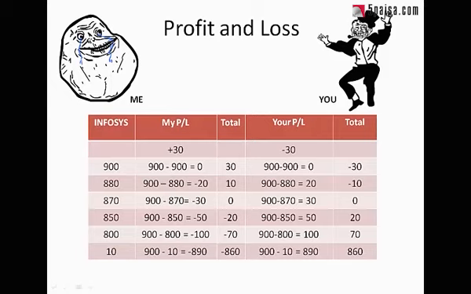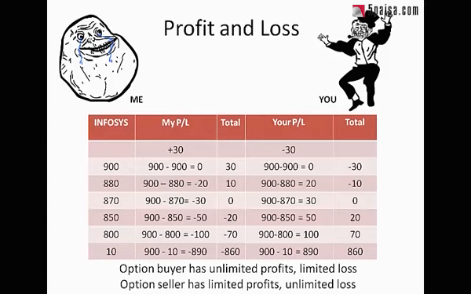Finally, in a theoretical case that the Infosys stock went to 10 rupees, I'll actually lose 890 bucks on the stock and gain 30 bucks on the premium, which means I have a net loss of 860, whereas you gained 890 on the stock, lost 30 rupee premium, which leaves you with a net profit of 860. As you can see, option buyer has unlimited profits and limited loss, and an option seller has limited profits and unlimited loss.